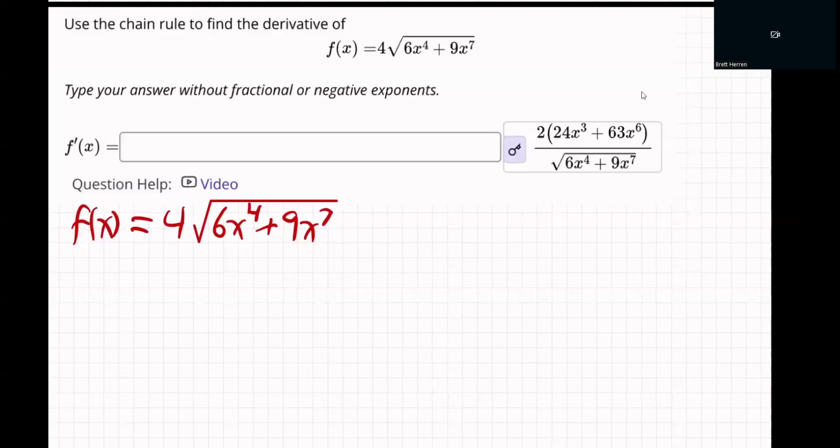Okay, on this question, they give us a function and they want us to find f prime, the derivative. And in the end, they want us to type our answer without fractional or negative powers.